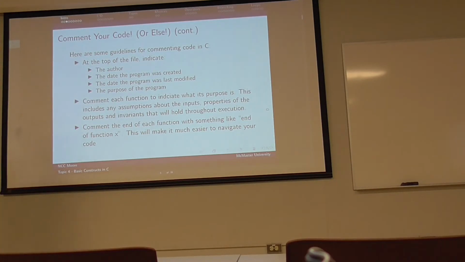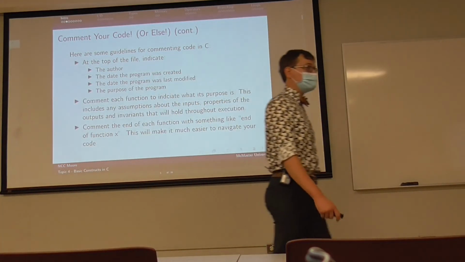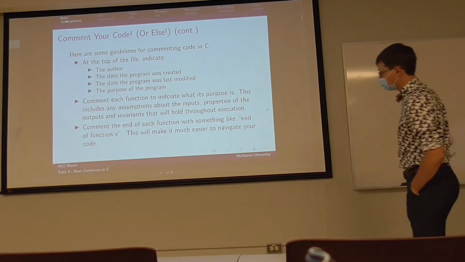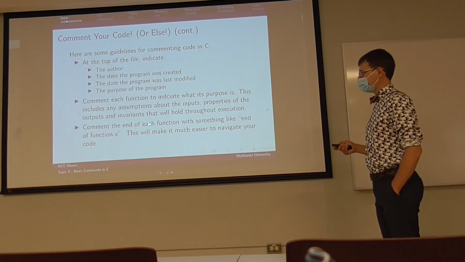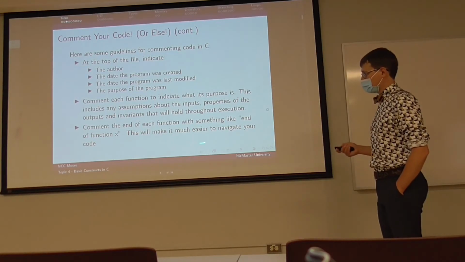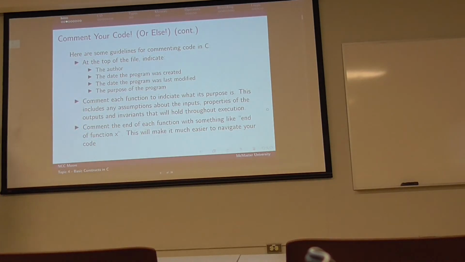Comment each function to indicate its purpose. This includes any assumptions about inputs, properties of outputs, and invariants that will hold throughout execution. Comment the end of each function with something like end of function X. This will make it much easier to navigate your code, particularly if you're following my recommended advice and using a very simple text editor.